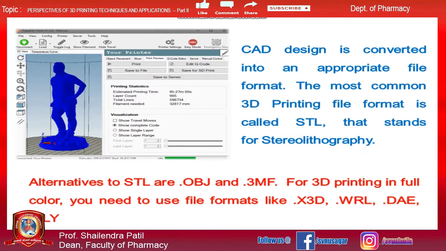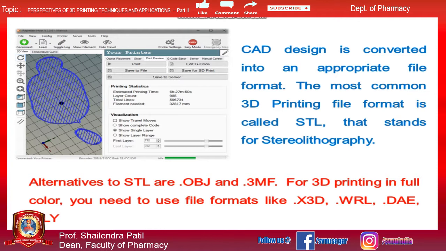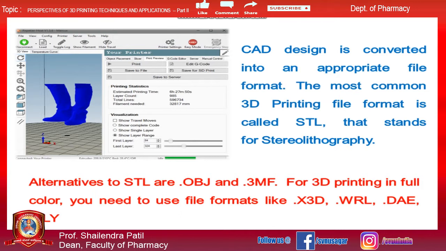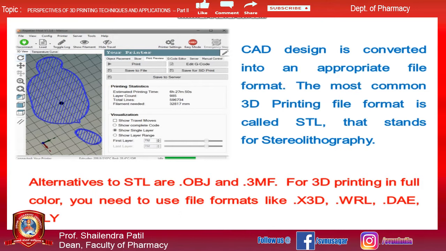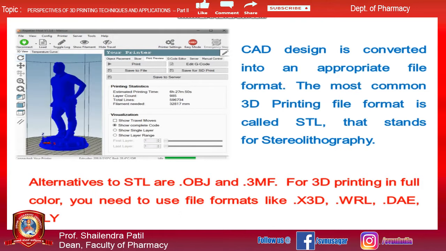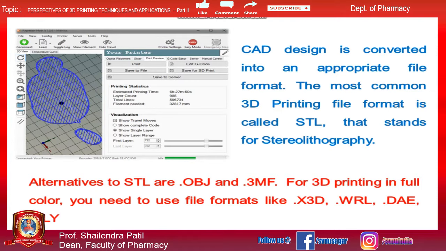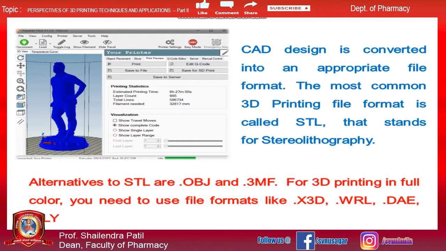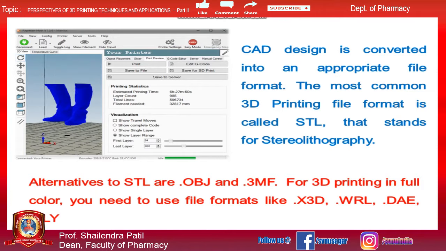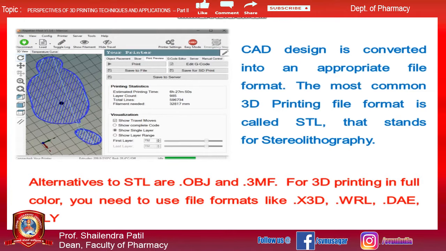For the transfer of the file, the next step is that the CAD design is converted into an appropriate file format. The various file formats are .obj and .3mf. For 3D printing in full color, you have to use file formats like .x3d, .wrl or .dae.